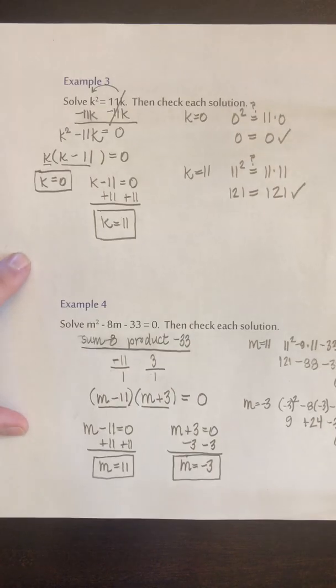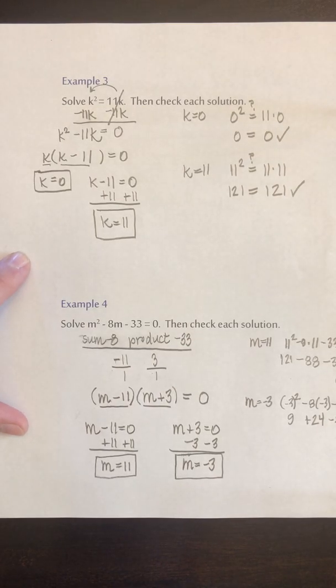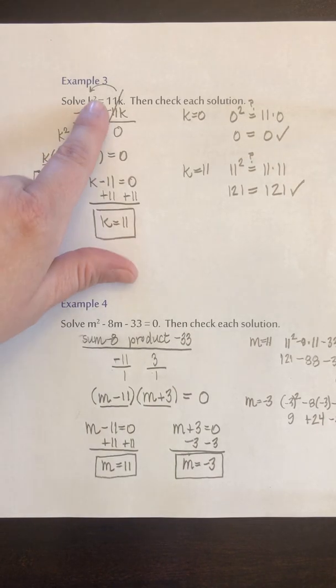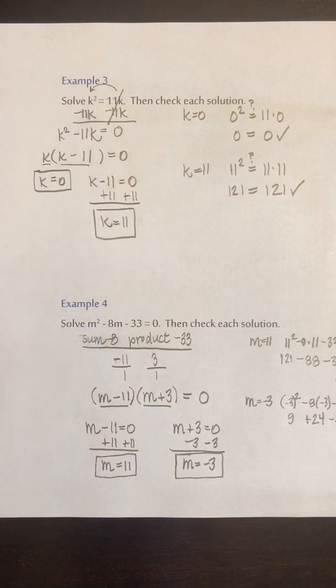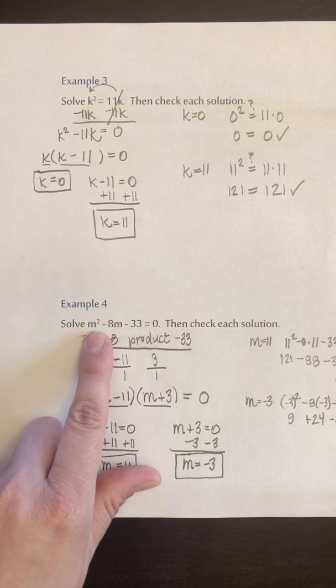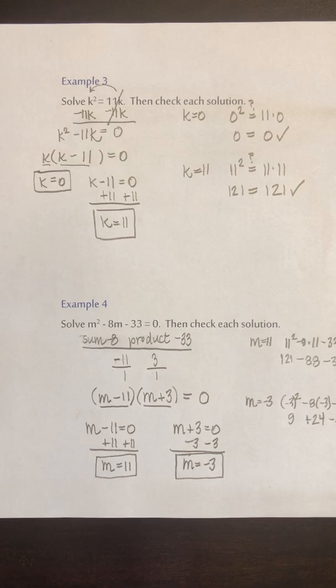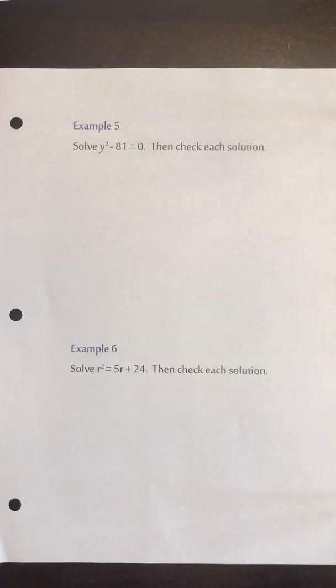If you look at both of these problems, what was the highest exponent that you saw? For this problem, we saw an exponent of a 2. For this problem, we also saw an exponent of a 2. And for both of these problems, how many answers did we get? 2. So when your exponent is a squared, then you're probably going to have 2 answers.